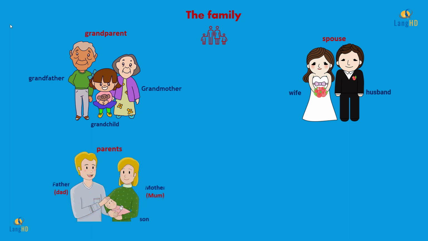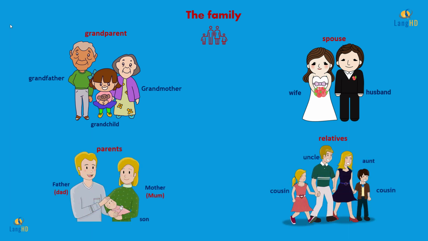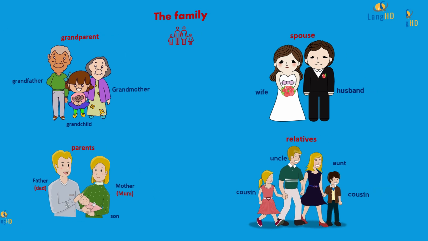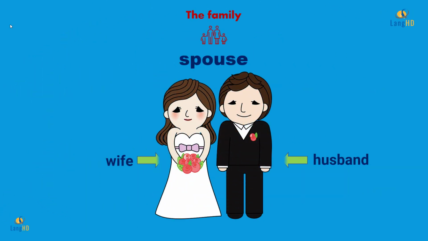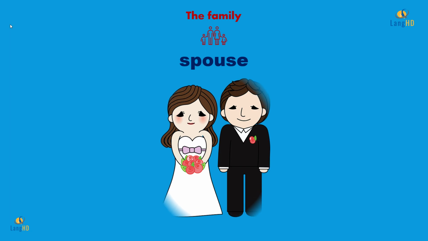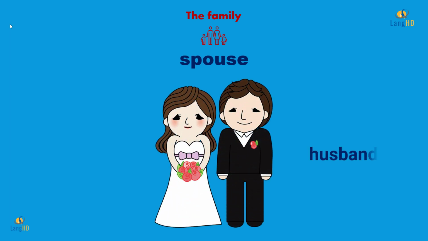Today, we will be learning about family members and relationships. Firstly, we have spouse. Spouse, a wife or husband, considered in relation to their partner. Wife. A wife is a female in a marital relationship to her spouse. Husband. Husband, a married man considered in relation to his spouse.